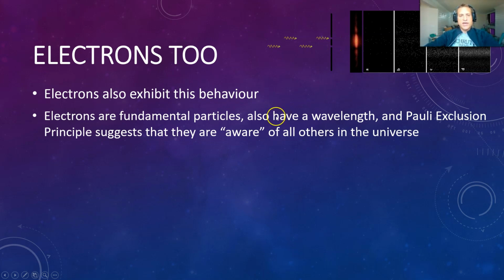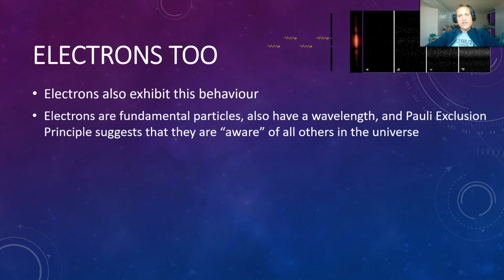But anyway, it can still be done, and it happens because we can accept that when a lot of electrons are going through, the electrons have a wavelength. But the thing is, it still happens when photons go through, or when electrons go through one at a time. And so, just finishing this, electrons are fundamental particles, also have a wavelength, and the Pauli exclusion principle suggests that they are aware of all other electrons in the universe.